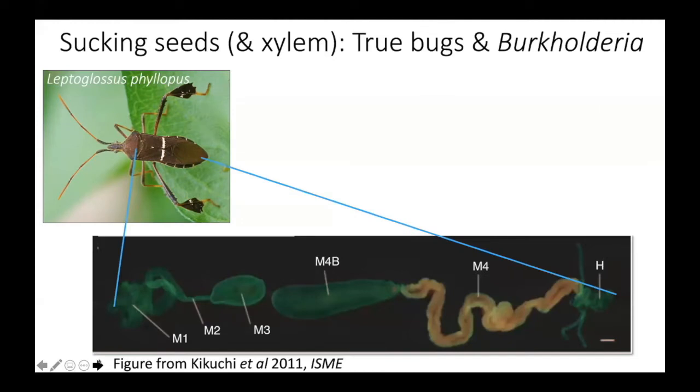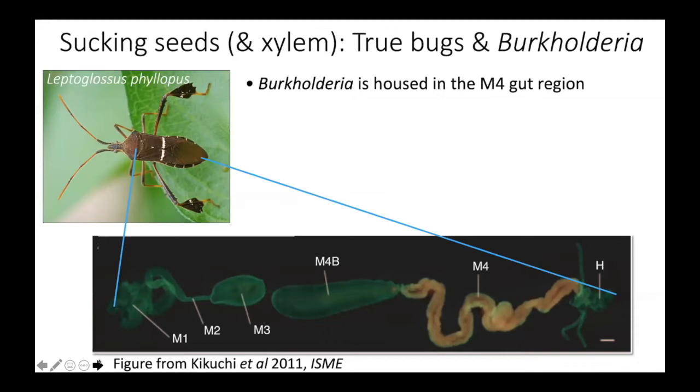In addition to that, they also get a nutritional boost from Burkholderia bacteria, and they host those bacteria in a special compartment of the gut called the M4 region. This picture that I just pulled up is a dissected gut of the insect. Its head would be off to the left of the screen, and its tail would be off to the right. All those labeled sections with M's in front of them are different compartments of the midgut, and that final section labeled H is the hindgut. You can actually see the Burkholderia bacteria in this photo because they are fluorescently labeled in yellow. They're very specifically housed in the M4 region of the midgut.